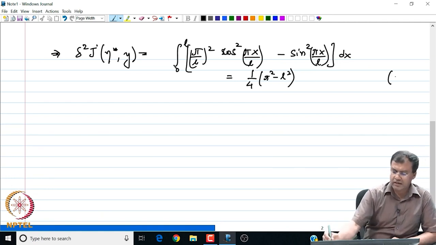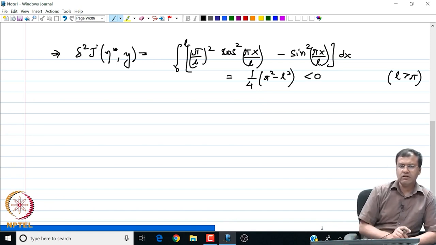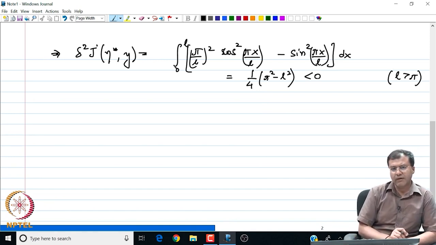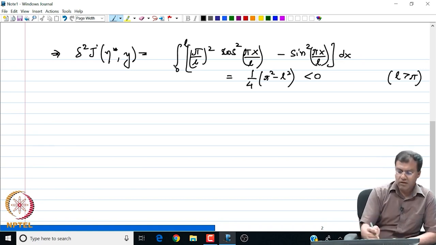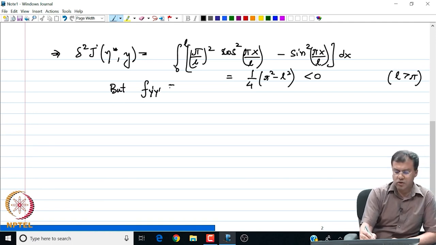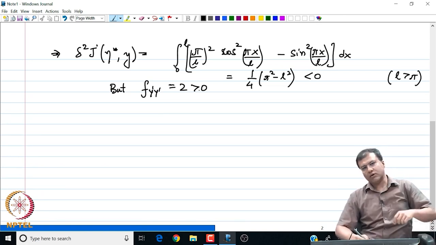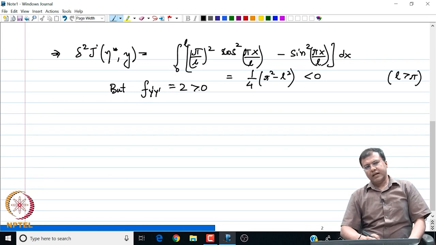Now, notice that we had chosen L to be bigger than pi. For this condition, this will be strictly less than 0. So the second variation of the functional is negative, but my second derivative with respect to y prime of the integrand is 2, which is positive. So certainly the Legendre condition holds, but we are getting the second variation to be negative definite.